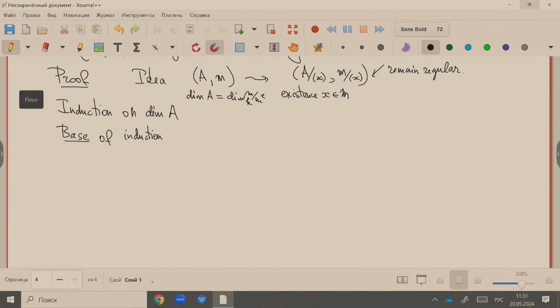The base of induction is that the dimension of A is equal to 0. So this implies that A is Artinian. So this means that here clearly M modulo M squared is a finite dimensional vector space.